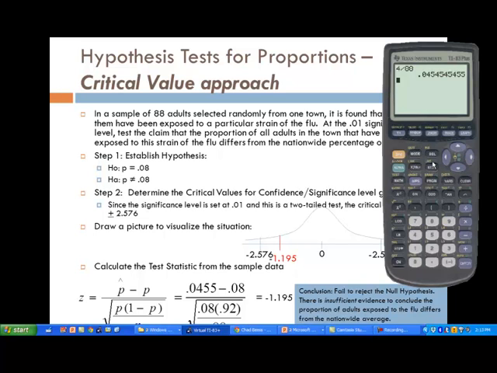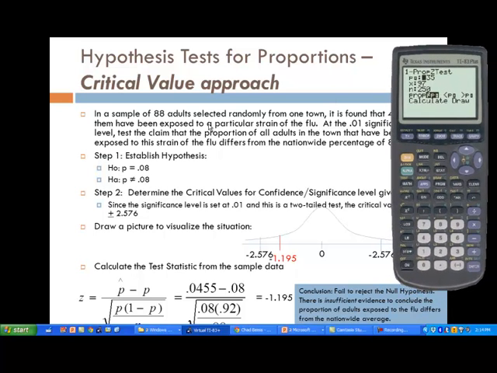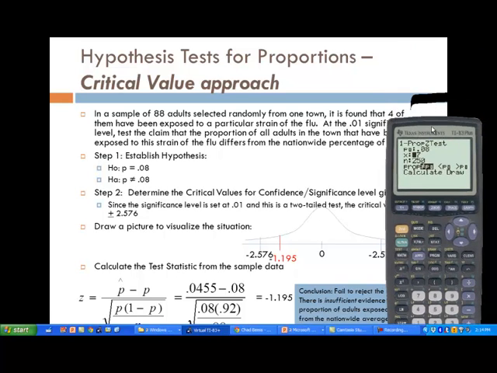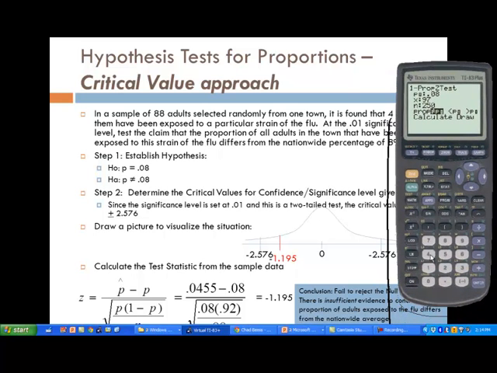So if I were to go Stat over to Tests and use a proportion test, the 1-PropZTest, then we fill out the appropriate information as given. The proportion being compared to is the 8%. The number of successes here was 4, right? 4 people had the flu out of 88 people. Also, it was a not equal to p0, as opposed to a less than, which is a left-tailed test, or a greater than, which is a right-tailed test.